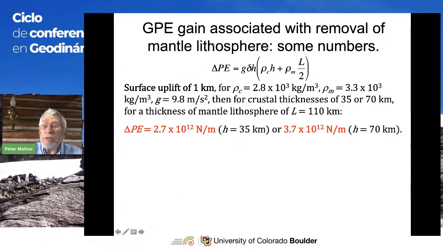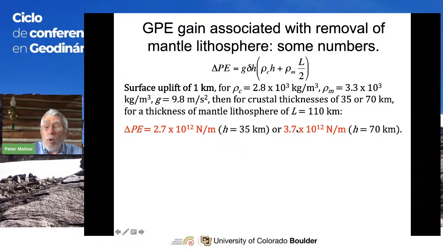Now let's look at the potential energy per unit area change, again with numbers. I gave you this formula before. As I said before, this is the wrong value. This should be a delta rho in here. If you have 1 kilometer of uplift and you put the various numbers in, then if you have mantle lithosphere 110 kilometers thick, you get these numbers, 2.7 times 10 to the 12th newtons per meter. I suspect most of you don't think in terms of these numbers. Don't worry, I'll get to that.